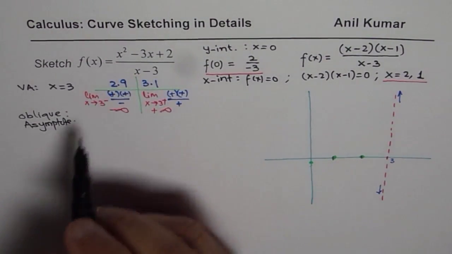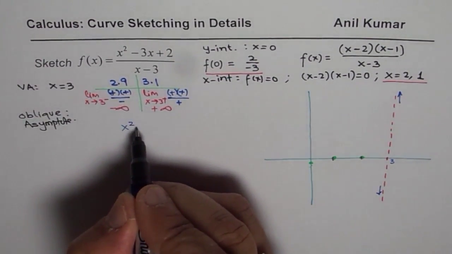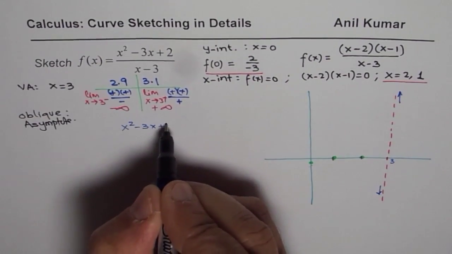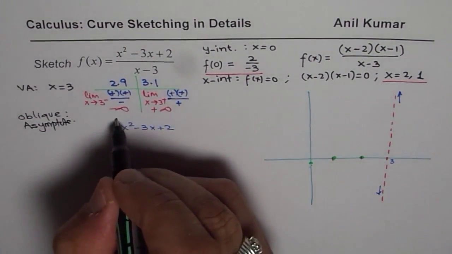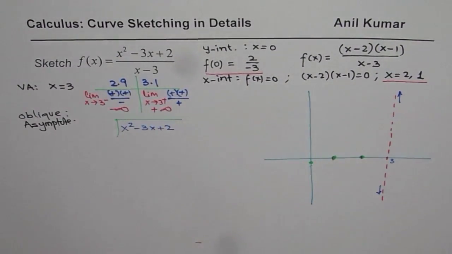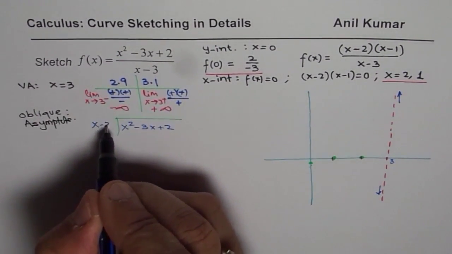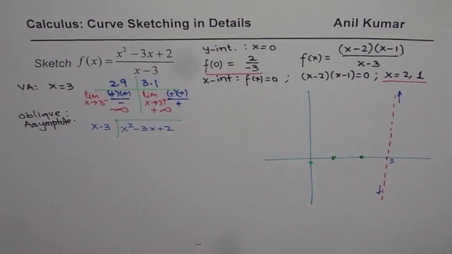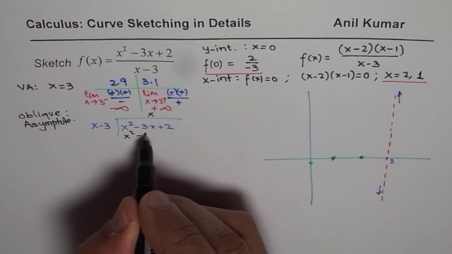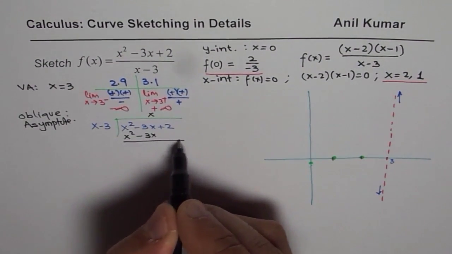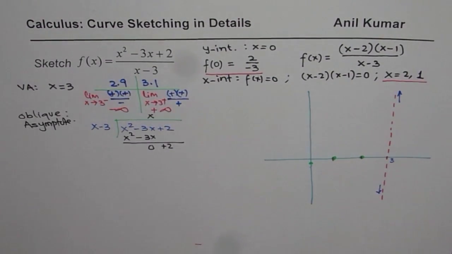So let's do that. Let's divide x squared minus 3x plus 2 by x minus 3. So it goes x times, so we get x squared minus 3x. When you take it away, it is 0. Bring down 2, that means 2 is the remainder, right?